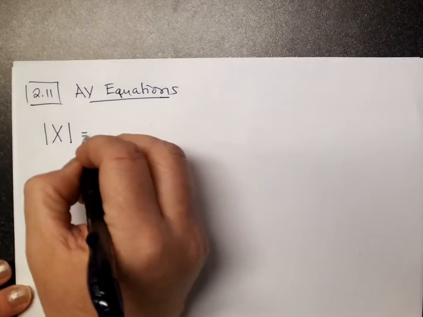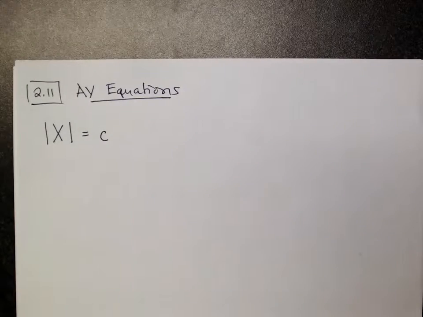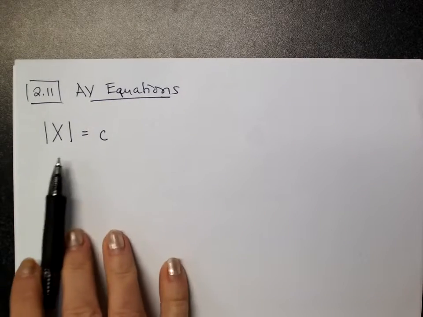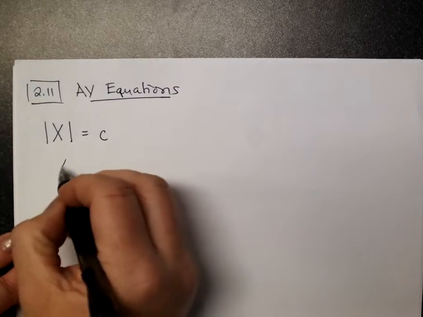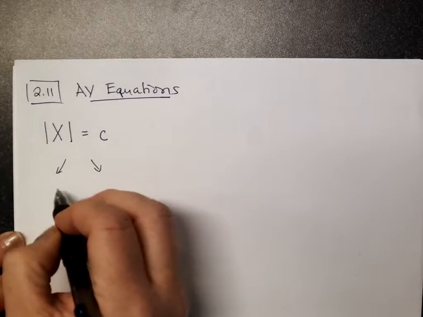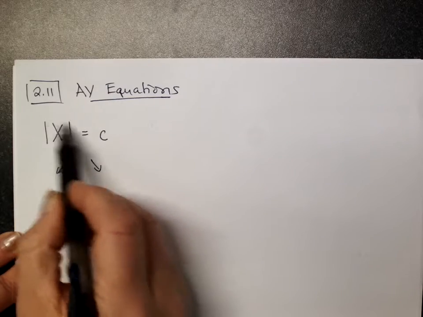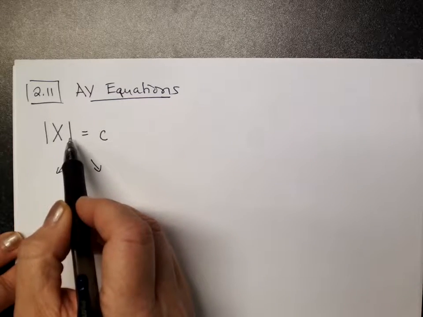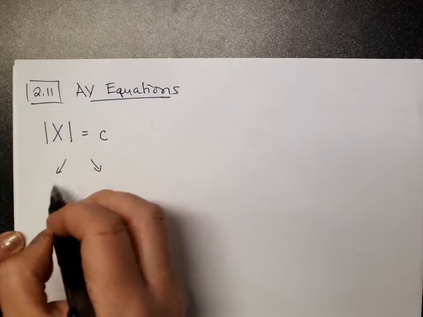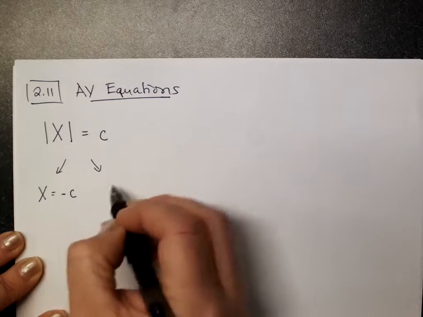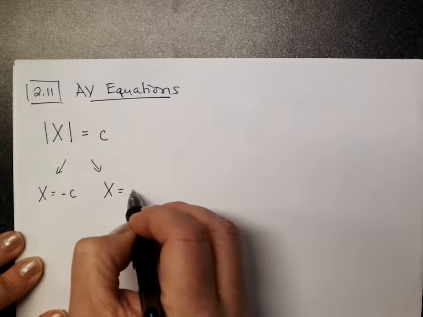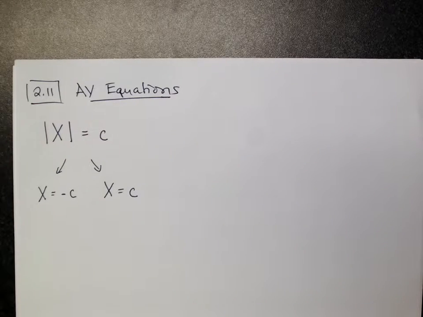And it is equal to some number. Now, when you have that set up, you are going to break it into two linear equations. Linear. This is not linear. But to solve it, you break it into two linears. You say you take that expression and set it equal to negative c, and you take that expression, you set it equal to positive c. And you solve those two linear equations to get your solutions.